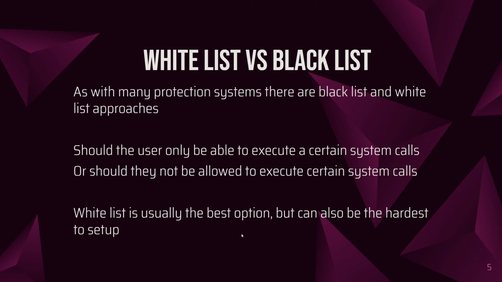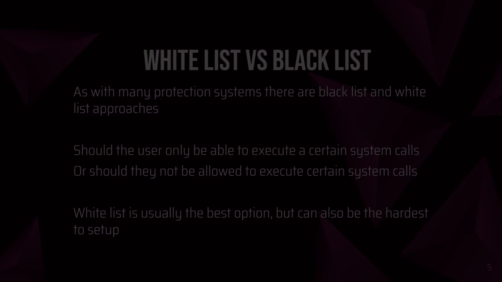Usually whitelist is the best option, but it could also be the hardest to set up. So in the example I gave earlier where you have open, read, and write, your program itself might need different system calls to be able to actually function normally. And maybe your program itself is insecure in the sense that it needs more access than it actually should need, and that can cause problems in the future.